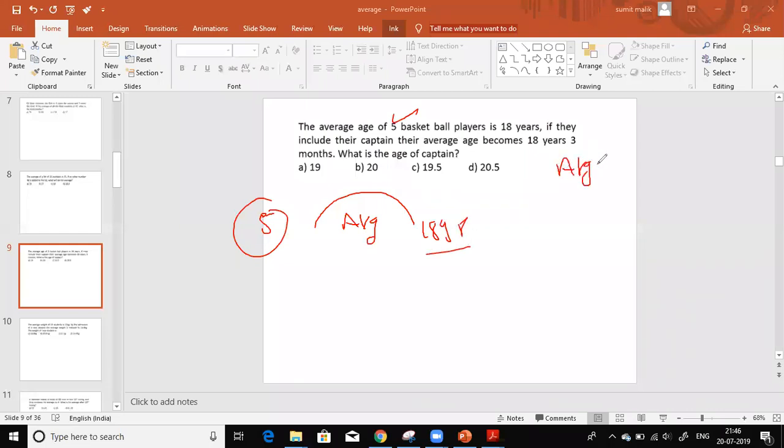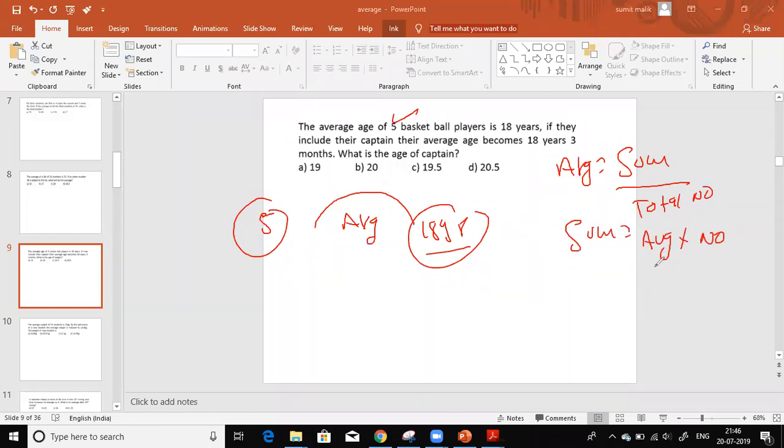Write this formula. Average is equal to sum divided by the total number. If the average is 18, then what will be the sum? You know very well, sum is equal to average into number. So average is 18 and number is 5. So sum will be equal to 19. Sum is equal to 19.